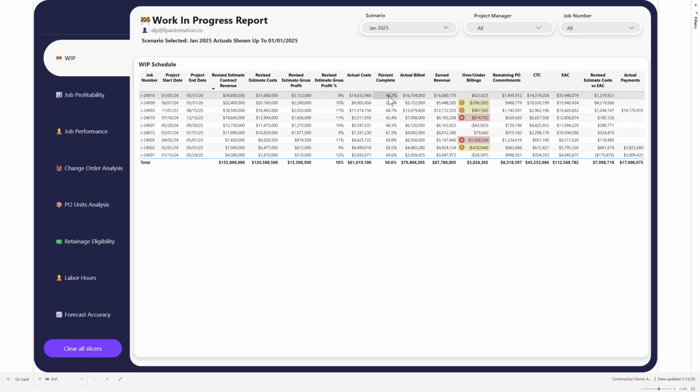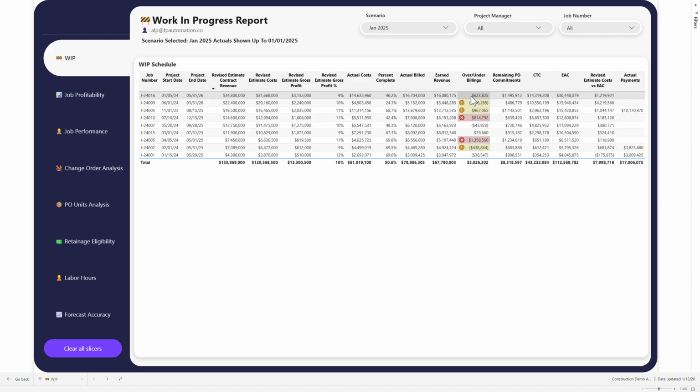We can also see the percentage complete here. This percentage complete essentially represents the actual costs divided by the revised estimate costs, telling us how far we have completed the job at a high level. Earned revenue is essentially taking the percent complete times the contract revenue to tell you what revenue you should have earned at this point compared to what you have actually billed.